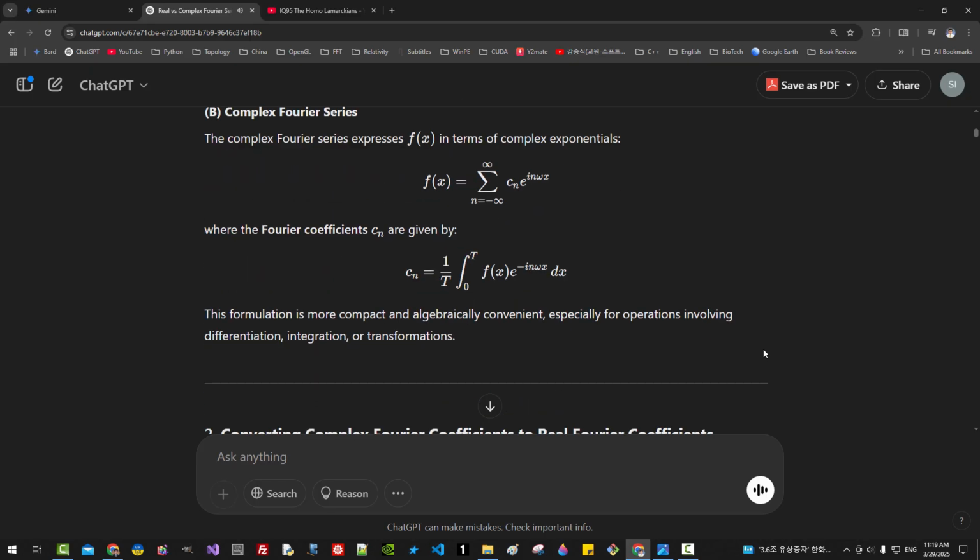Complex Fourier series. The complex Fourier series expresses f(x) in terms of complex exponentials. f(x) equals the sum from n equals minus infinity to infinity of cn e^(i n omega x), where the Fourier coefficients cn are given by cn equals 1 over T integral from 0 to T of f(x) e^(minus i n omega x) dx. This formulation is more compact and algebraically convenient, especially for operations involving differentiation or transformations.